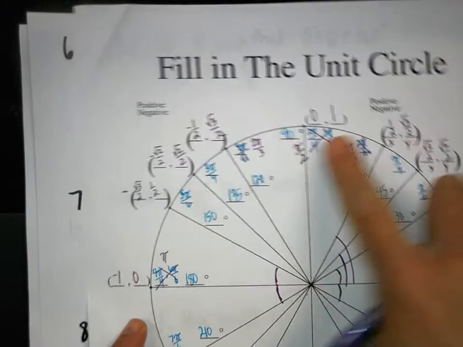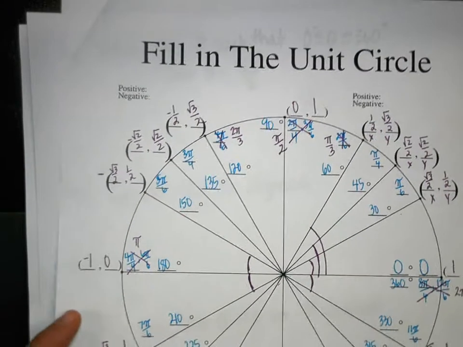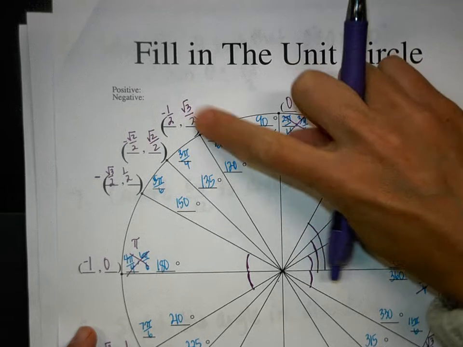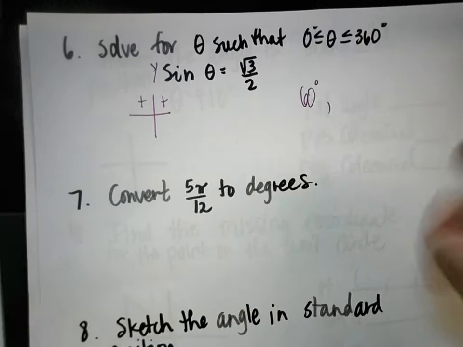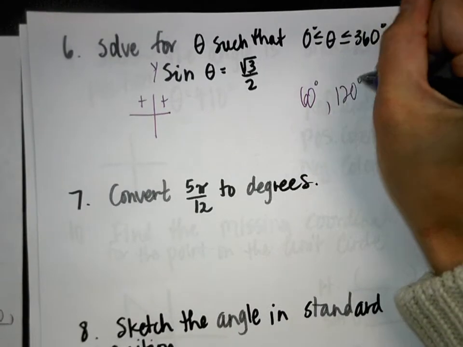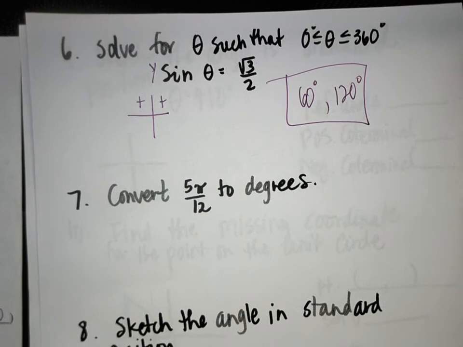And then in quadrant 2, again, we're looking for the y value where it's root 3 over 2, which is right here, and that is 120 degrees. And so those will be my 2 answers for number 6.